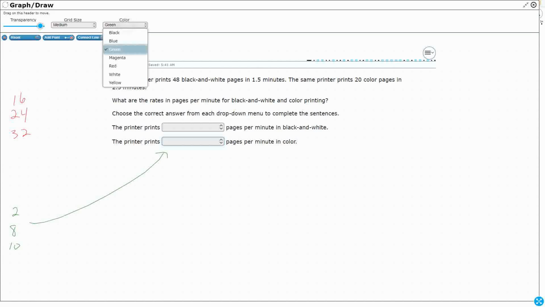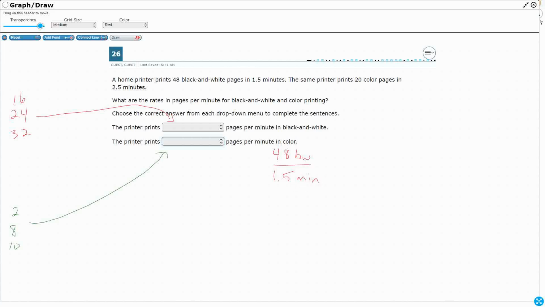So 2, 8, and 10, 16, 24, and 32. What do we have here? We've got a home printer that prints black and white pages, 48 black and white pages in 15 minutes. All right, so that sounds like a rate, or a ratio, to me. So let's do that first one first. 48 black and white, 1.5 minutes.